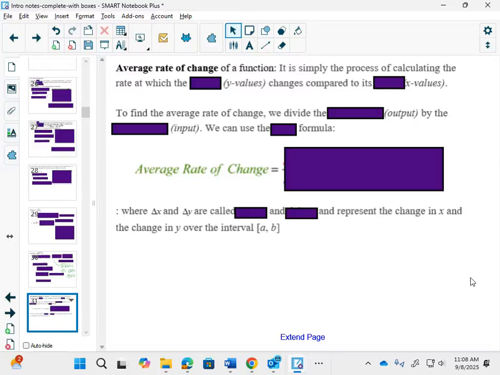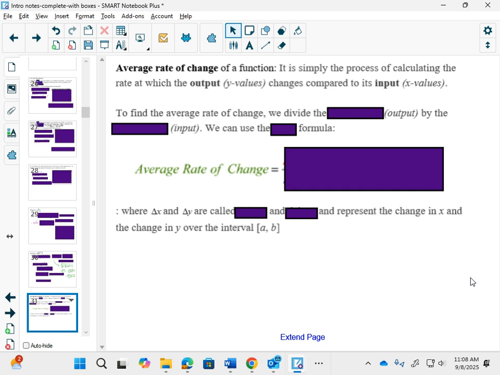An average rate of change is the simple process of calculating the rate at which your y values change compared to your x values. So sometimes you travel a certain distance. If you would go 200 kilometers in 2 hours, your average rate of change was 100 kilometers per hour.